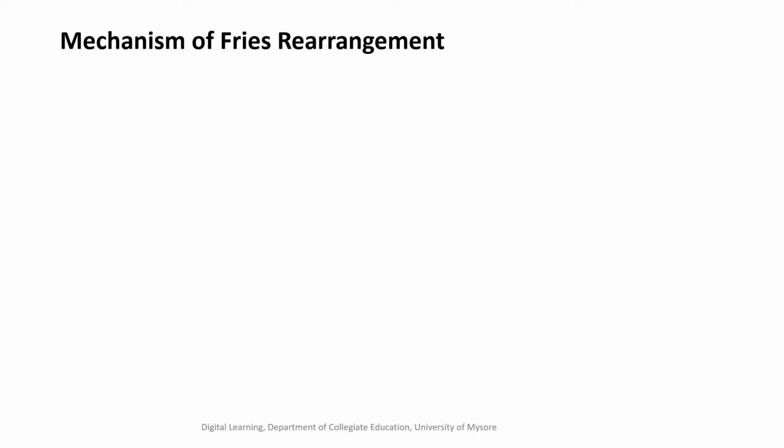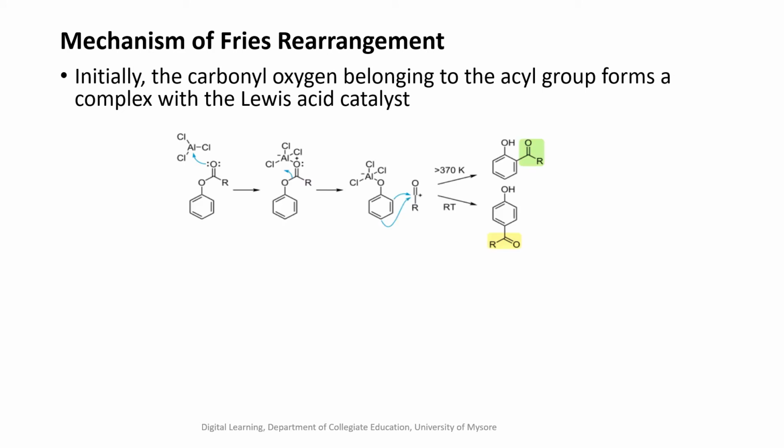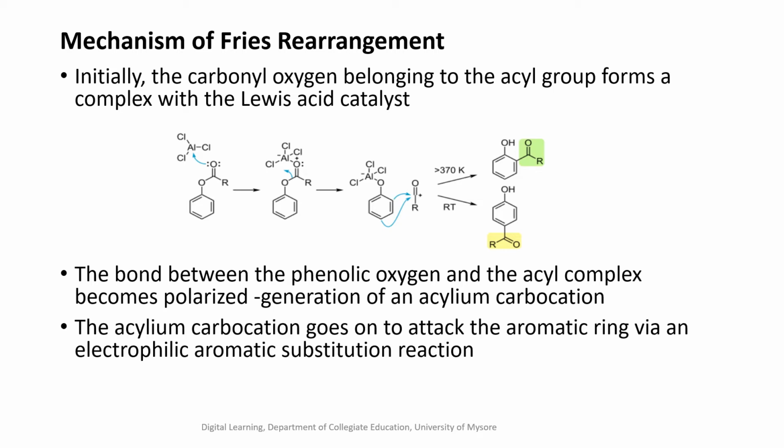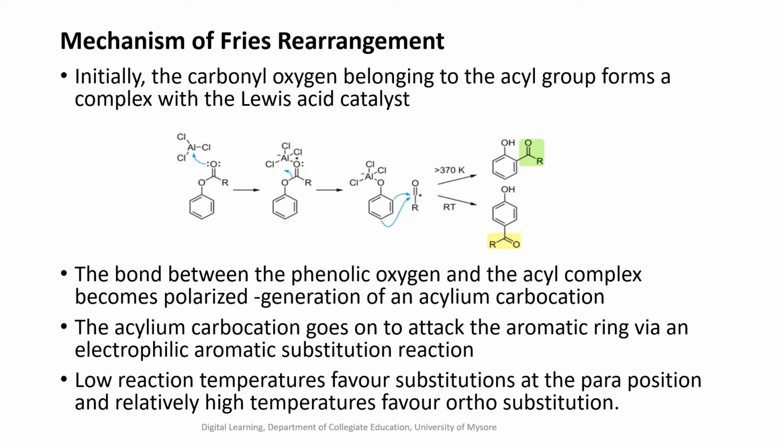Now we will see the mechanism of Fries rearrangement. Initially, the carbonyl oxygen belonging to the acyl group forms a complex with the Lewis acid catalyst, and the bond between the phenolic oxygen and the acyl complex becomes polarized, generating an acylium carbocation. And this acylium carbocation goes on to attack the aromatic ring via an electrophilic aromatic substitution reaction. Generally, low reaction temperature favors the substitution at the para position, whereas relatively high temperature favors the ortho substitution.